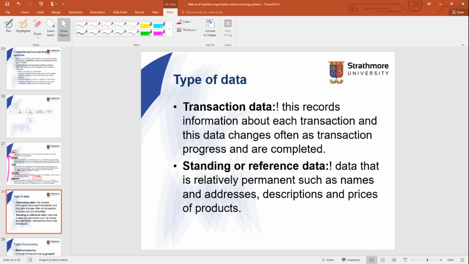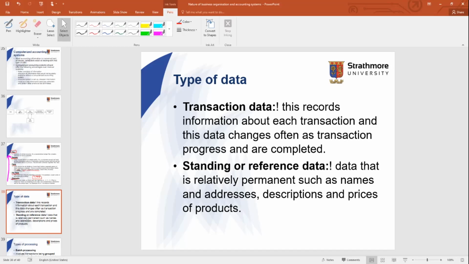I'll give an example. If a customer buys today, that itself is transaction data. Tomorrow, it will be very different. It does not remain static. However, the standing data or the reference data about that customer will most often be static. They are not changing every day. Their name, their address, their bank account, their location, they don't change every day. So therefore, that will come under the standing data.